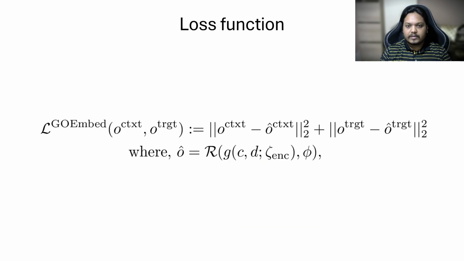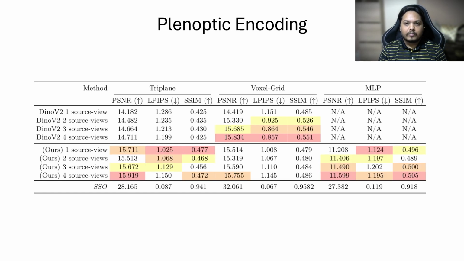In order to maximize the information transfer from 2D to 3D, we minimize this GOEmbed loss function. Here O target are some target views different from the source views. We perform extensive experiments on the OmniObject 3D dataset. Firstly, we train the standalone GOEmbed in the Plenoptic-Encoding setup without using a trainable reconstruction network. GOEmbed outperforms the DINOv2 baseline encoder in case of triplanes and gets comparable performance for the voxel grids. The DINOv2 baseline is not possible for MLPs.